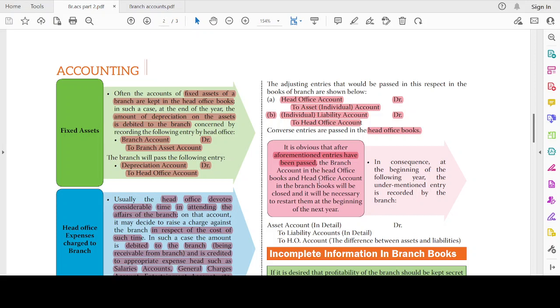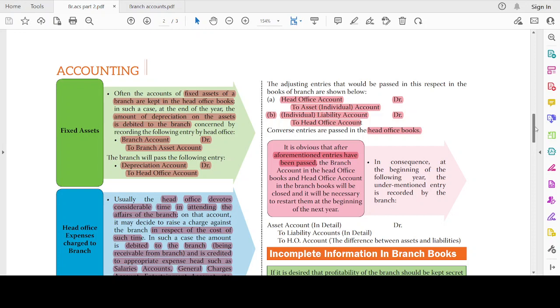It is obvious that once the aforementioned entries have been passed, the branch account in the head office books and the head office account in the branch books will be closed, and it will be necessary to restart them at the beginning of the next year, because everything is being transferred now, so the entire account will be closed. Every year we have to open a new branch account. In consequence, at the beginning of the following year, the undermentioned entry is recorded in the branch books: asset account debit to liability account and HO account. This is the branch balance.